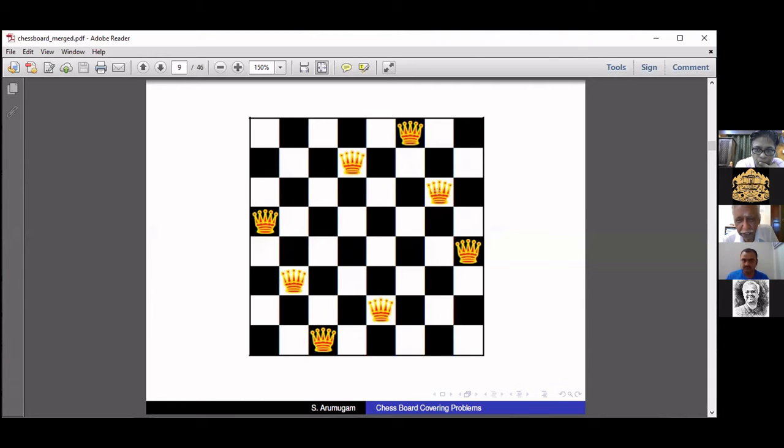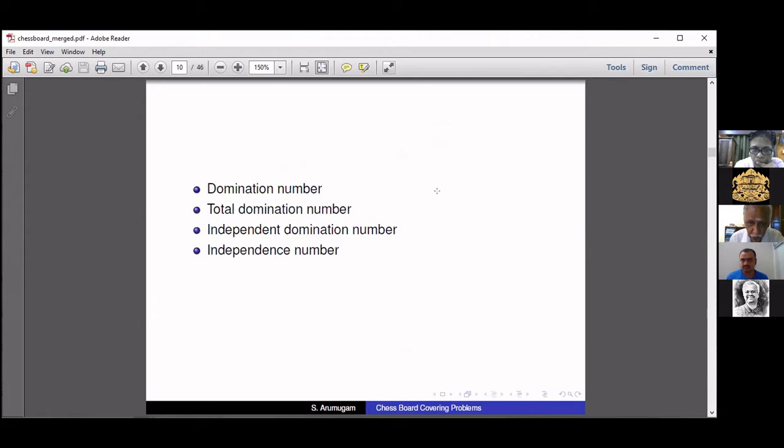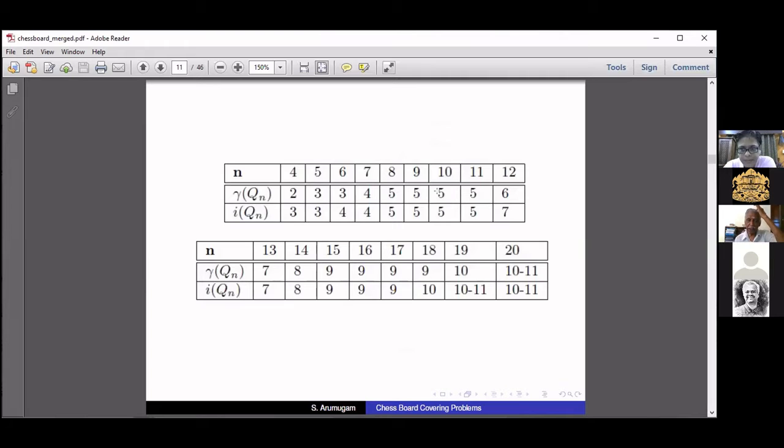So a set of mutually non-adjacent vertices is an independent set. Now this comes to the domination number, independence number, and independent domination number. This is the situation, the known results as of today, regarding the domination number and independent domination number of the Queen's graph. Up to 20, we have some answers.